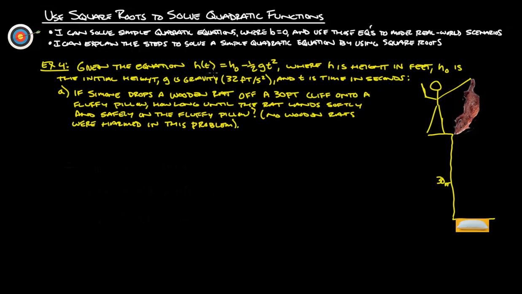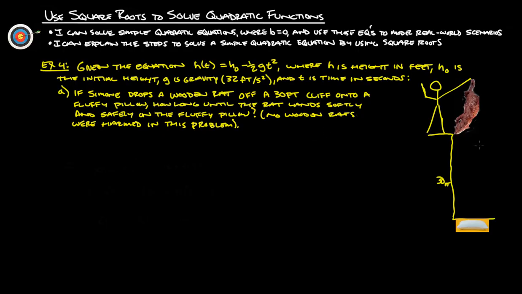Given the equation h of t equals h0 minus 1/2 g t squared, where h is the height in feet, h0 is the initial height, g is gravity at 32 feet per second squared, and t is time in seconds. If Simone drops a wooden rat off a 30-foot cliff onto a fluffy pillow, how long until the rat lands softly and safely on the fluffy pillow? No wooden rats were harmed in this problem.